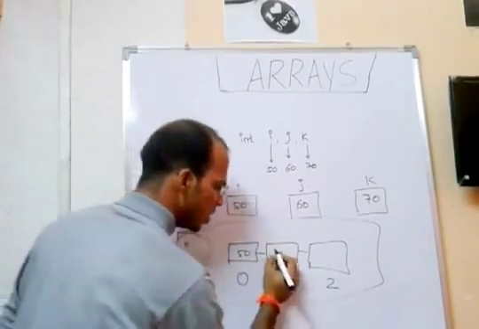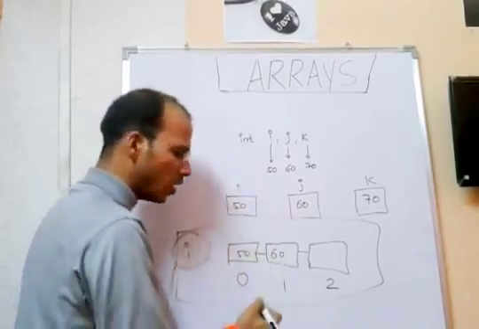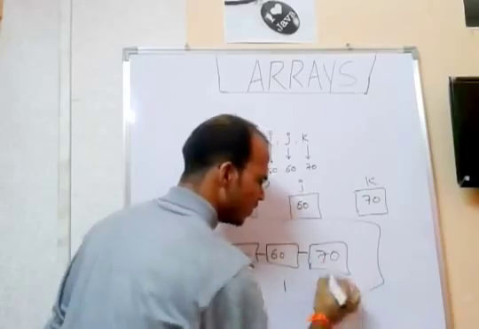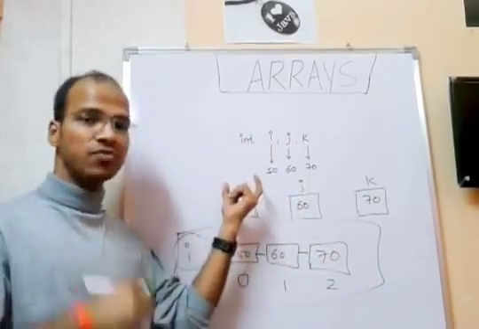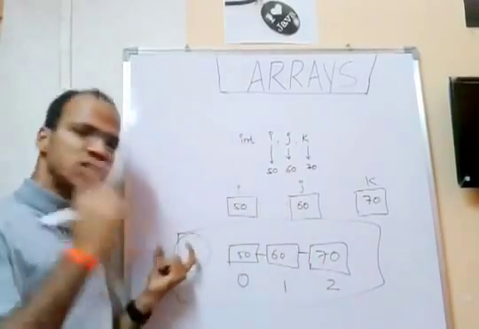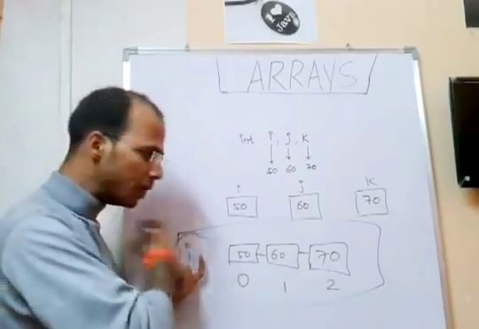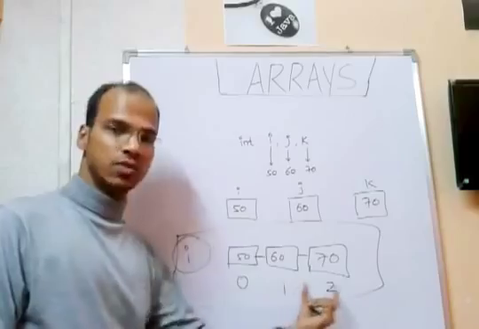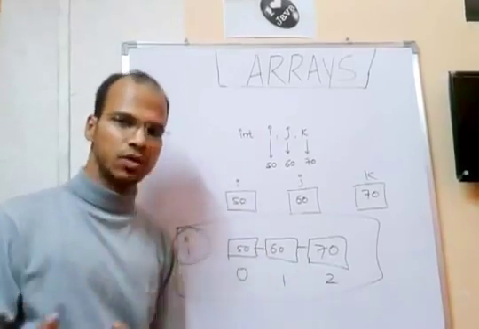Now this bogie 0 will save 50. This bogie 1 will save 60. This bogie 2 will save 70. Again, here we had three different variables. Here we just have one variable I which is able to save all three values having different index numbers. This bogie number is also called the index number.